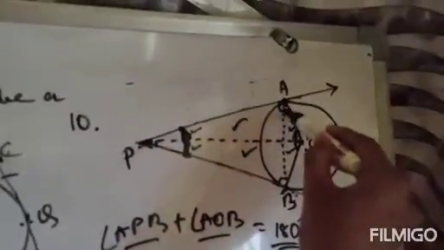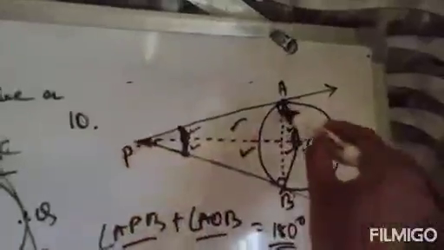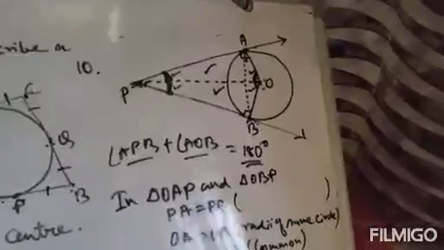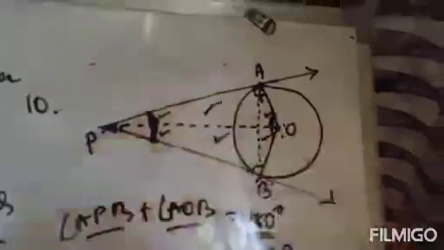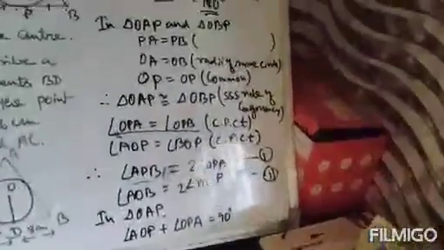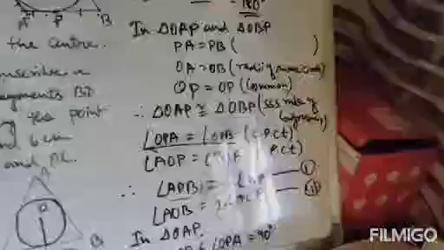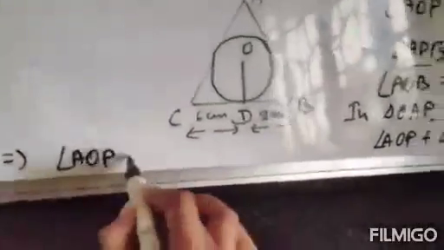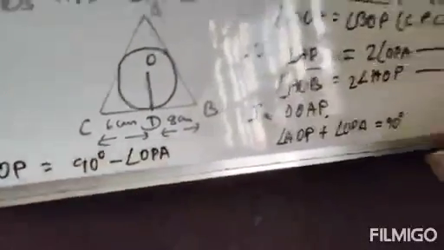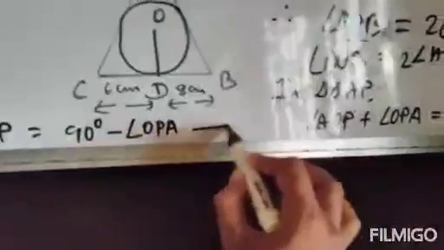So if this angle is 90 degrees and the sum of all three angles is 180 degrees, then the sum of these two angles will be 90 degrees, because if we subtract 90 degrees from 180 degrees, we have 90 degrees. That is angle AOP plus angle OPA equals 90 degrees. Now rearranging, angle AOP will be equal to 90 degrees minus angle OPA. That is equation number 3.